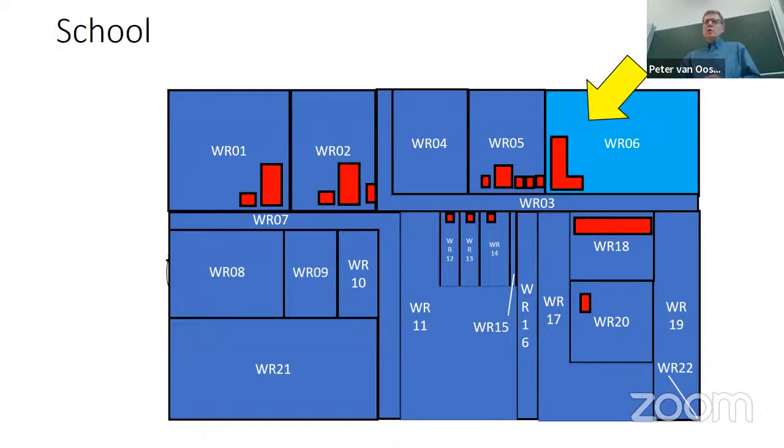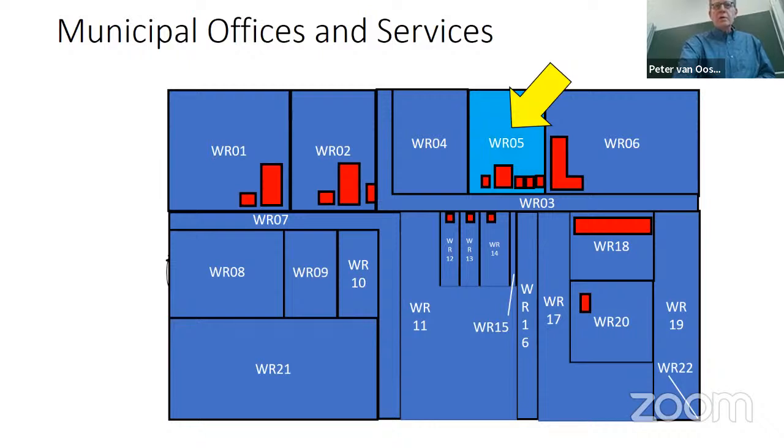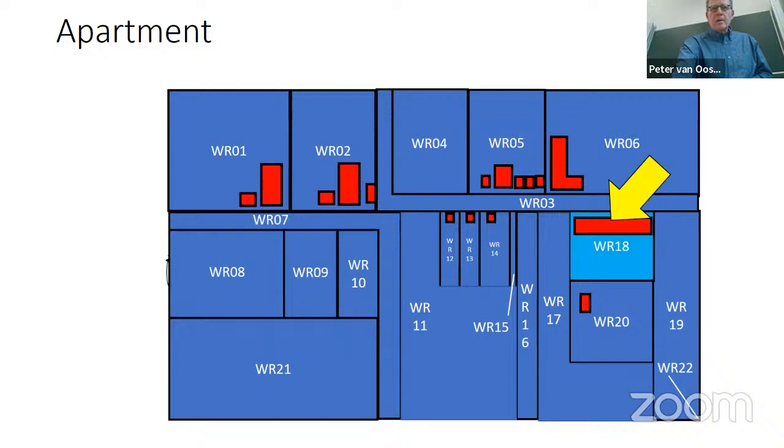In the upper right corner of the map, there is the parcel for the school with a big playground. These are the offices and the services of the municipality. Water River number 18 contains an apartment building. It does not look that big when you look at 2D, but in reality it is taller.